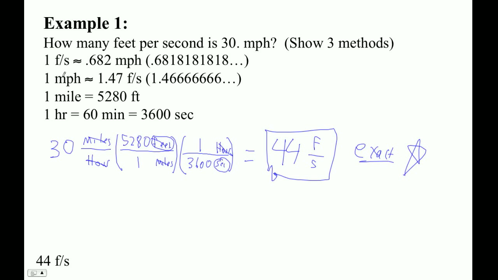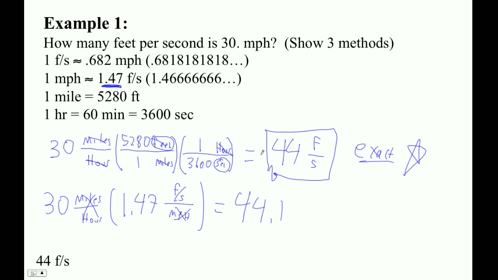The next thing we could do is use a conversion factor. If you look, we want to turn miles per hour to feet per second. So 1 mile per hour is that many feet per second. 10 miles per hour would be 14.7 feet per second. So you just simply multiply miles per hour by this. So 30 miles per hour, if I multiply that by 1.47, really that's feet per second per mile per hour. So the miles per hour cancel and you end up with feet per second. Notice when I do this, 30 times 1.47, I get 44.1.